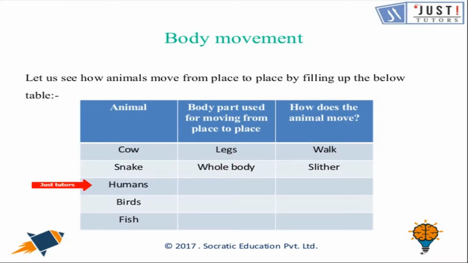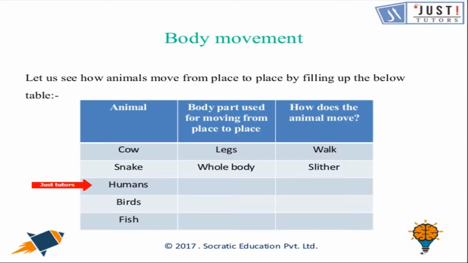Third one on the list are humans. So think about which part of their body do they use to move from one place to another. The obvious answer would be legs that they use to move from one place to another, and the kind of motion they do is walking or maybe running or sprinting.